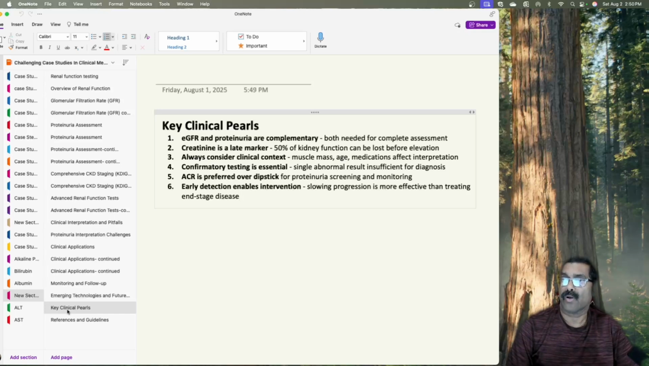ACR is preferred over dipstick for proteinuria screening and monitoring. Early detection enables intervention. Slowing progression is more effective than treating end-stage disease.